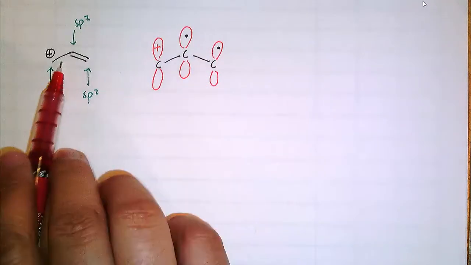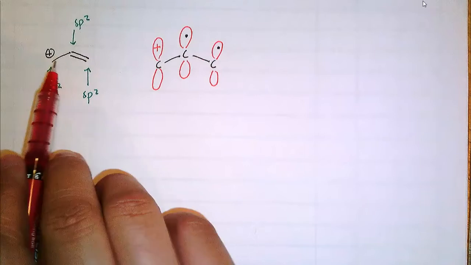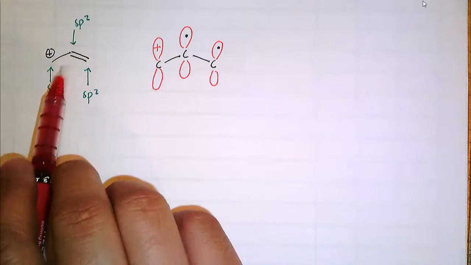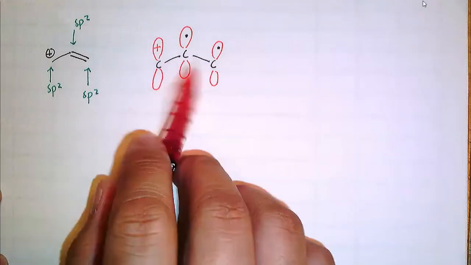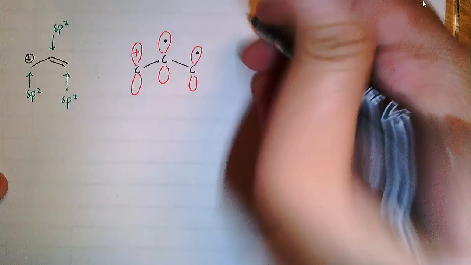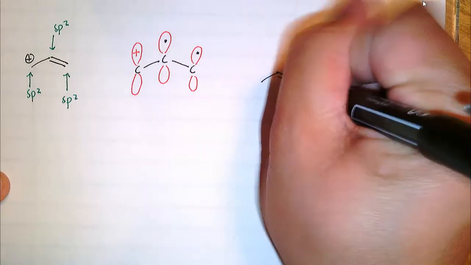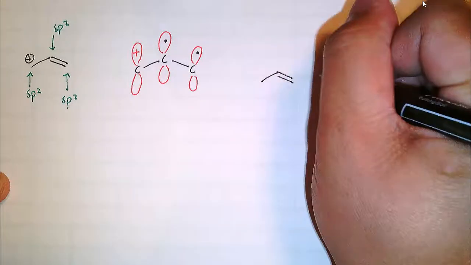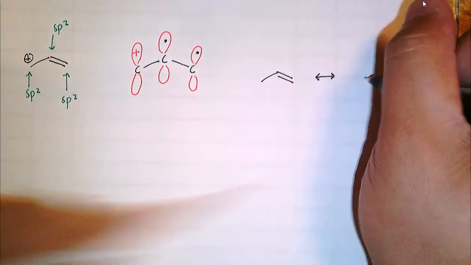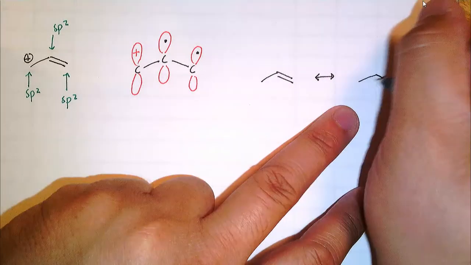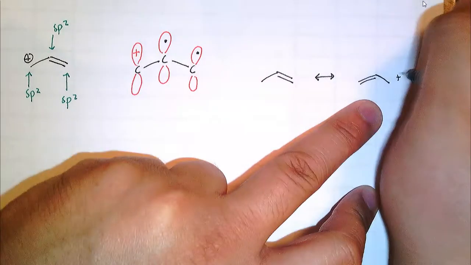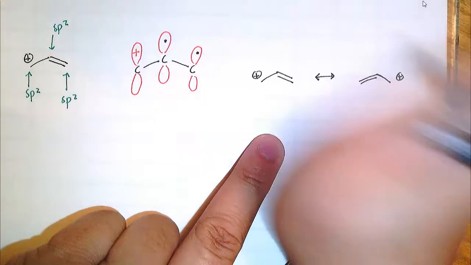So therefore, this molecule can share these 2 electrons over 3 carbons. And again, you have this. Resonance arrow. And that. And these are your 2 carbocations.